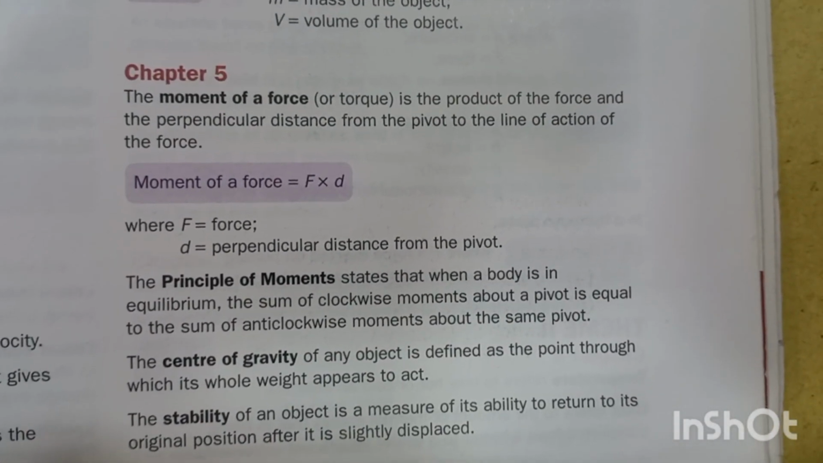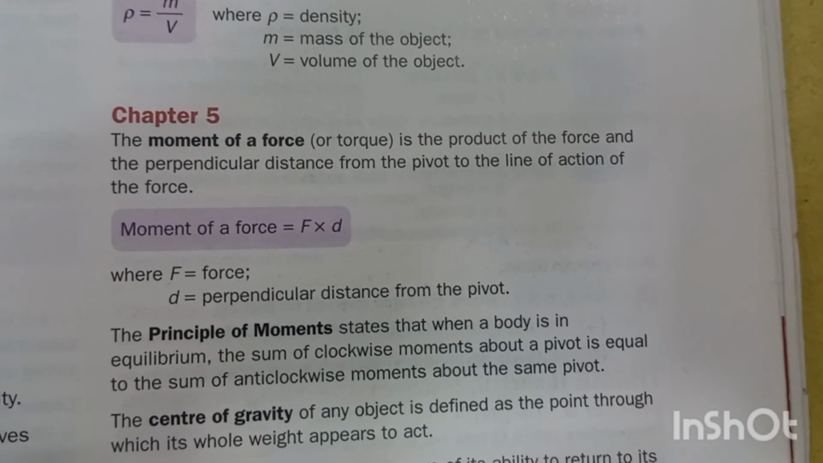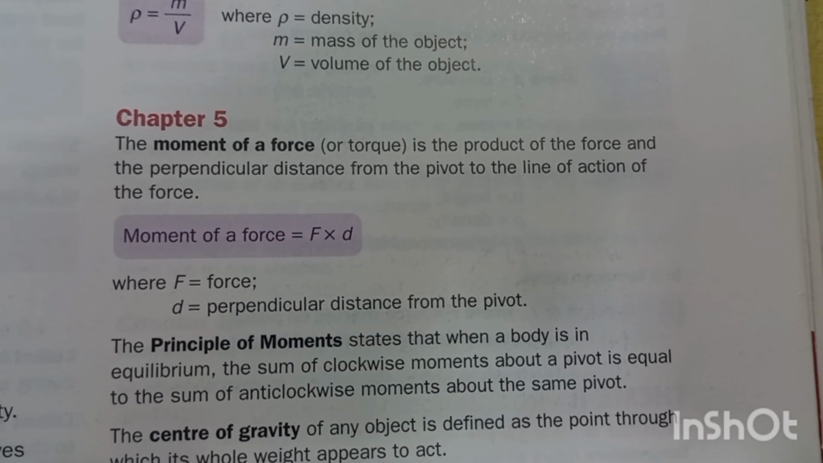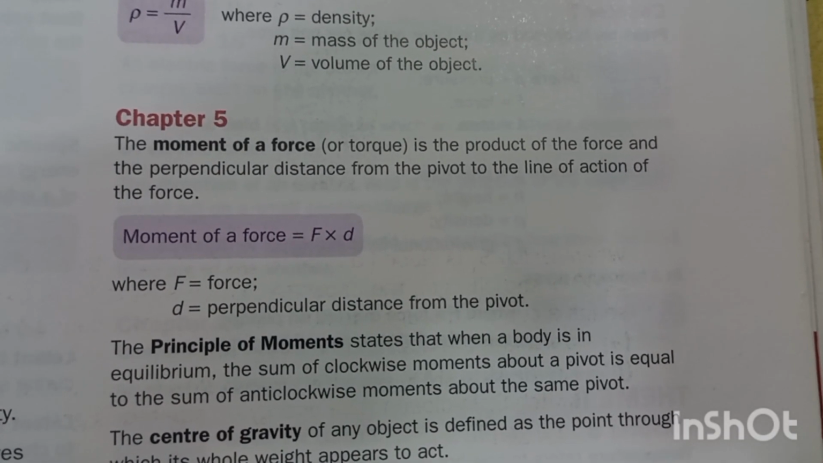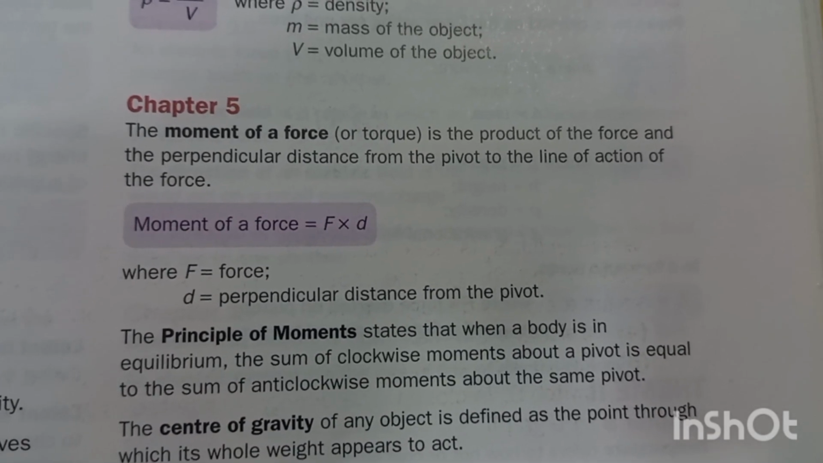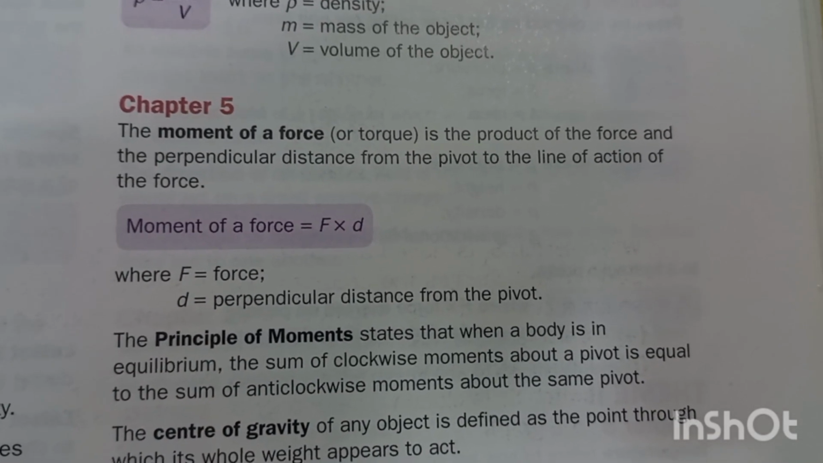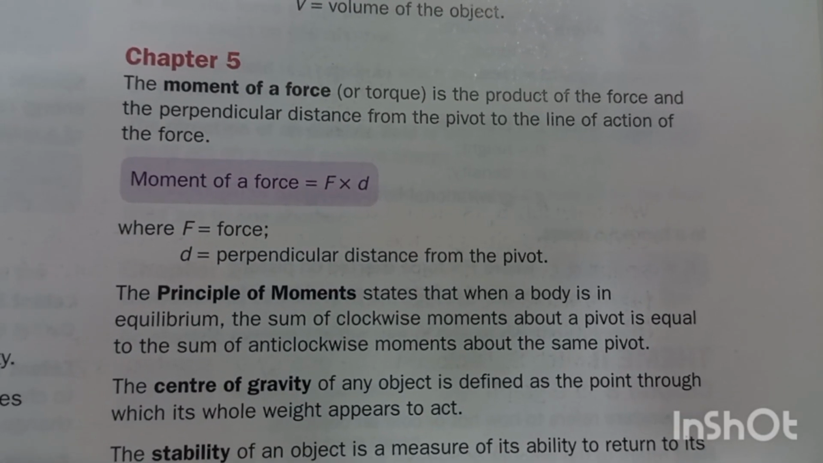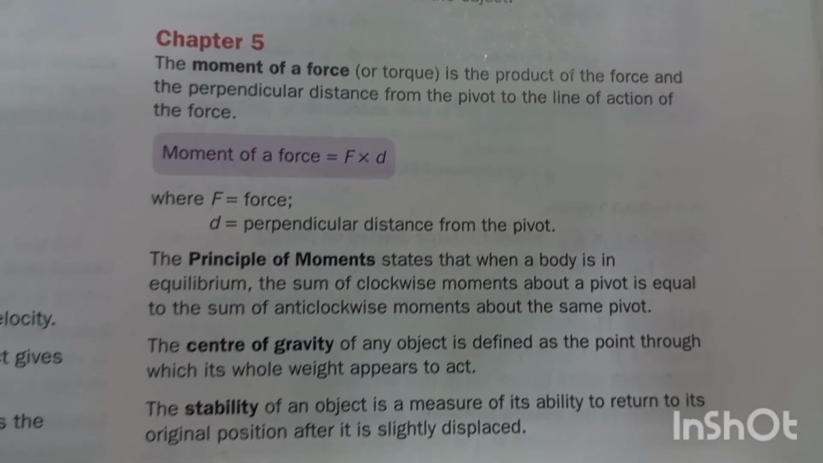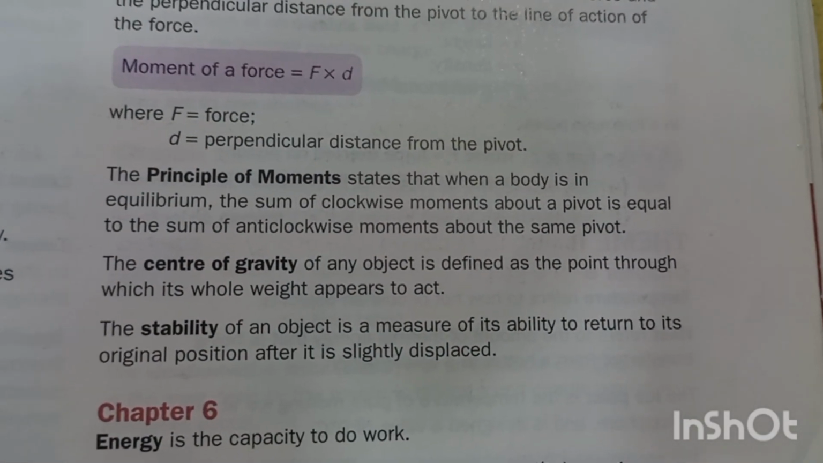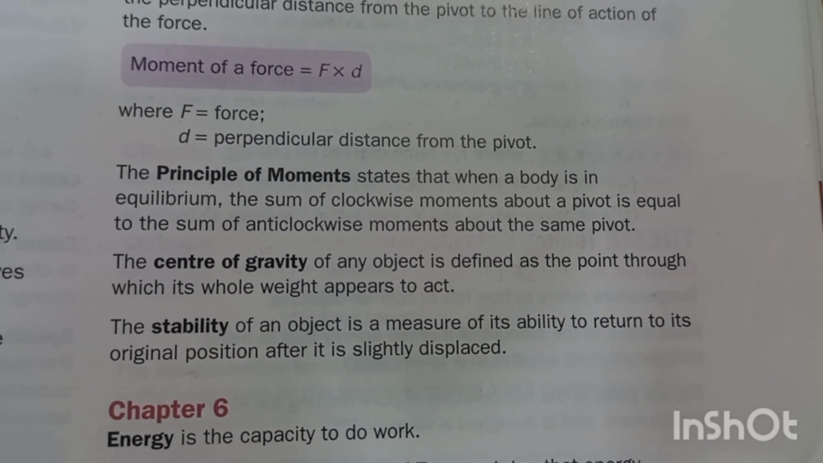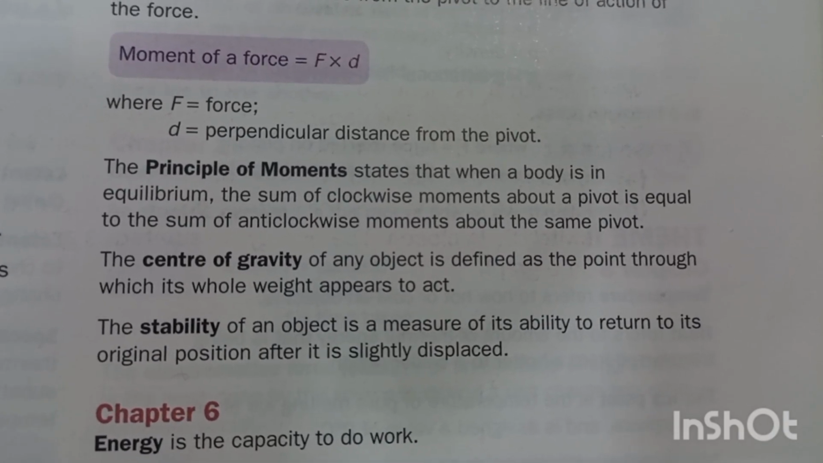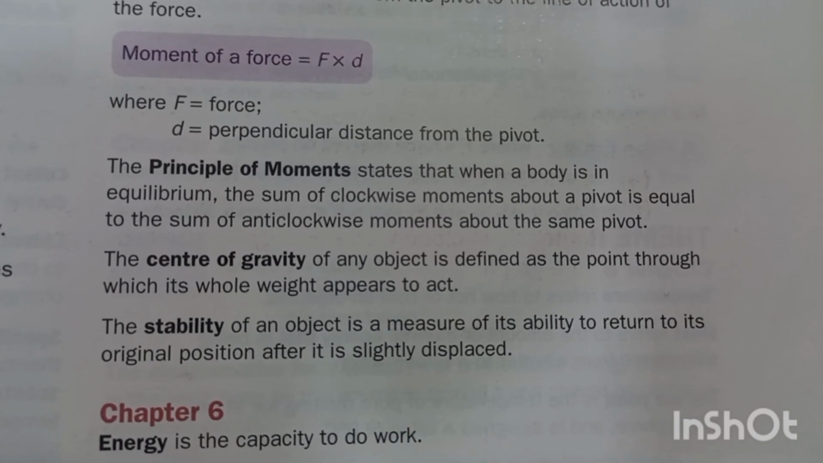Chapter number 5. The moment of a force or torque is the product of the force and the perpendicular distance from the pivot to the line of action of the force. Moment of the force equals F multiplied by d, where F is the force and d is the perpendicular distance from the pivot. The principle of moments states that when a body is in equilibrium, the sum of clockwise moments about a pivot is equal to the sum of anti-clockwise moments about the same pivot.